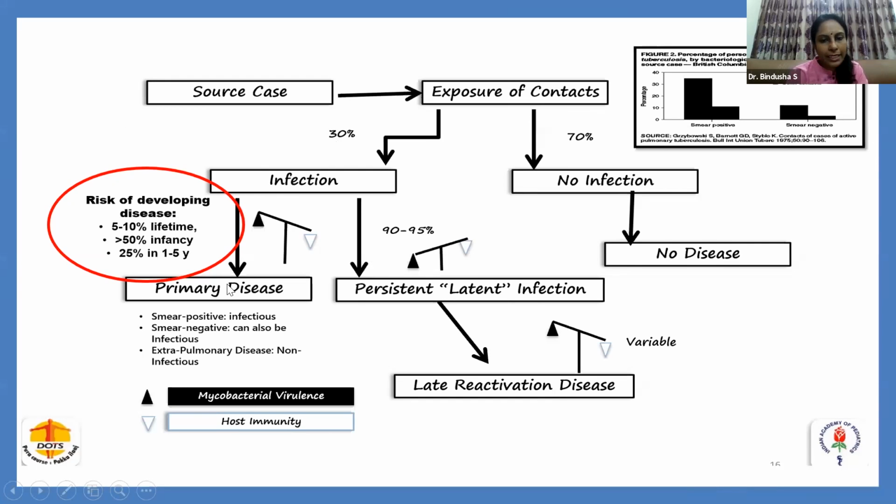a primary disease. What happens to this persistent latent TB infection is that they may be reactivated at a later stage depending upon the host immunity. The host immunity is the most important thing that determines whether the person will develop a reactivation disease. The chance of developing a reactivation disease is around 5 to 10% in the lifetime. It is more in infancy, more than 50% in infancy, and 25% in children between 1 to 5 years.